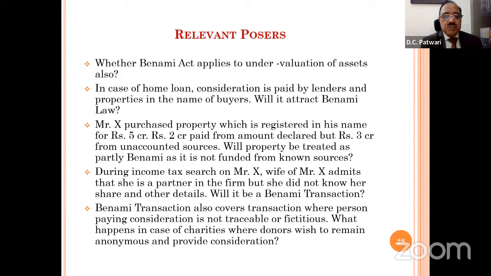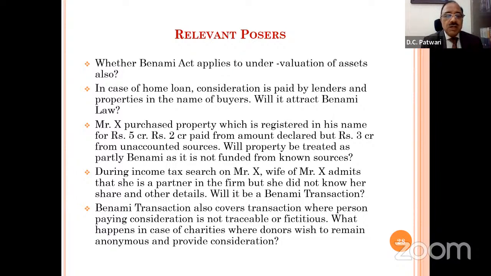Next is Mr. X purchased property which is registered in his name for rupees 5 crores. Rupees 2 crores paid from the amount declared, but 3 crore from unaccounted sources. Will property be treated as partly Benami as it is not funded from the known sources? In this case, property is purchased by X in his own name. Funds were also provided by him only. So there is no second person available here. Only difference here is that out of 5 crore consideration, 2 crore is declared in the books and 3 crore is unaccounted. So this is a case of tax evasion, and proceedings under Income Tax Act will lie, not under Benami Act.